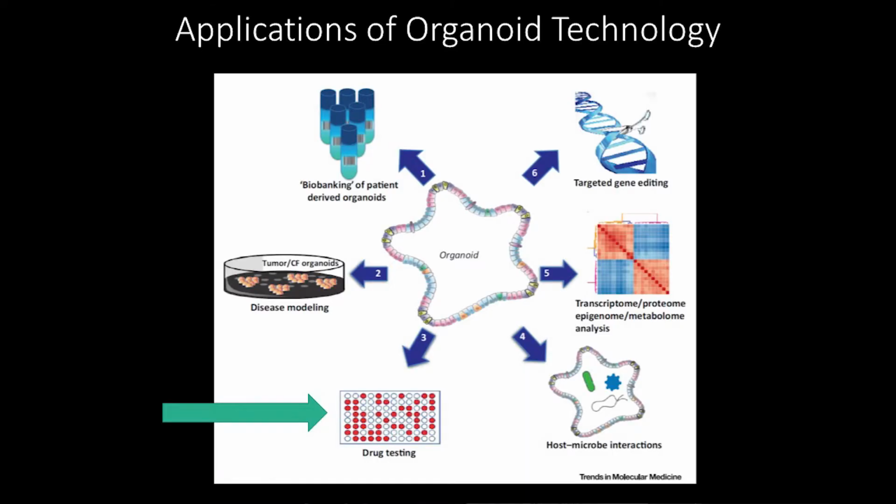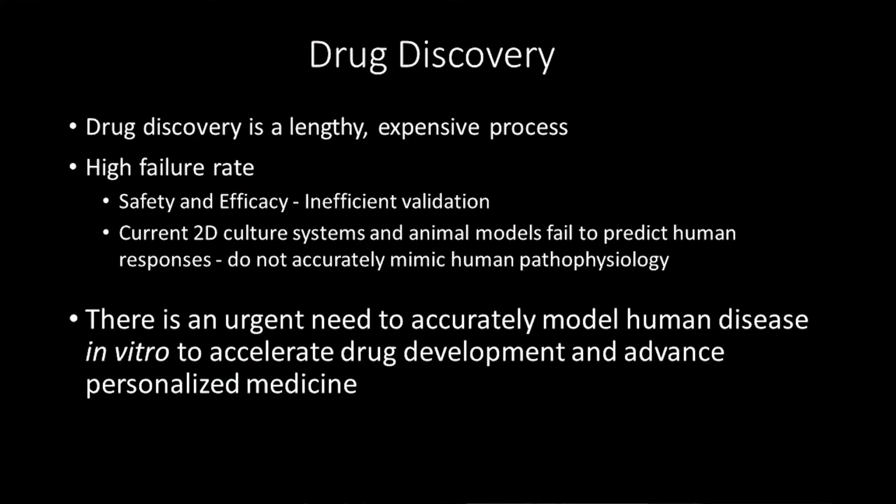As you can see, there can be numerous applications for these stem cell-derived organoids, whether in biobanking, disease modeling, drug testing, drug discovery, or simply understanding the mechanisms between disease and healthy tissue. But let's talk for a second about drug testing. Drug discovery is a lengthy process associated with tremendous cost and a high failure rate. Most drugs fail because we don't have the ability to effectively validate their safety and efficacy, primarily because we lack the appropriate model system. Current 2D culture systems and animal models fail to predict human responses and don't accurately mimic human pathophysiology. So there's an unmet need to develop in vitro model systems to accelerate drug development and personalized medicine. Organoids are one step in that direction.